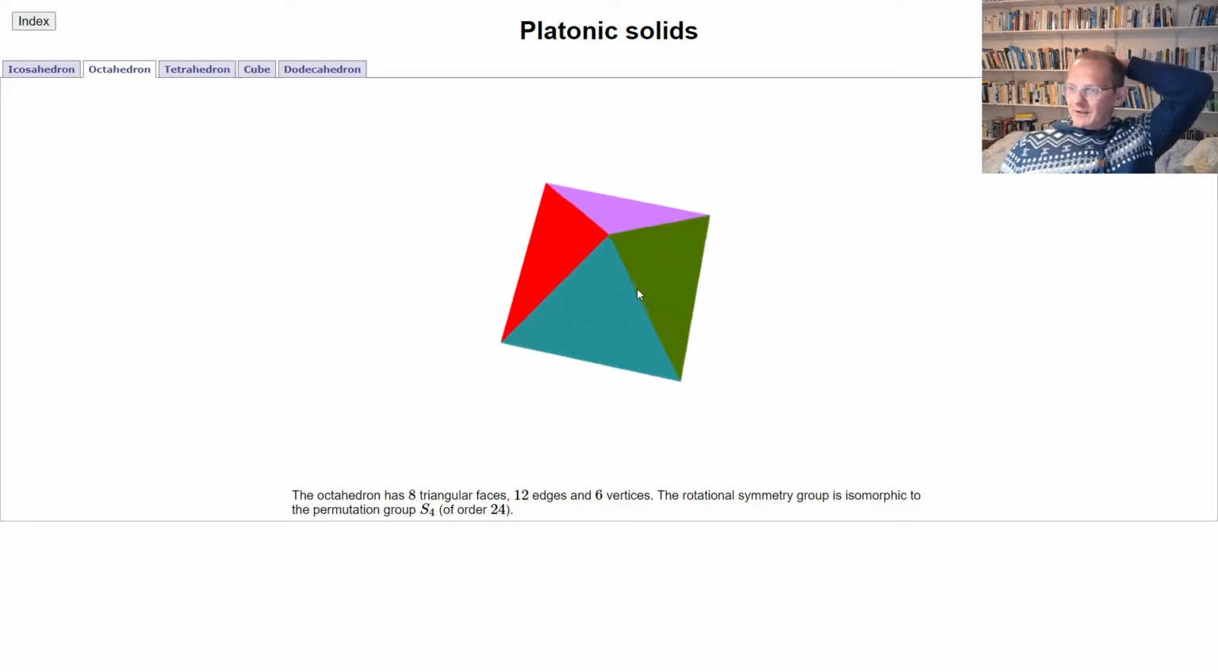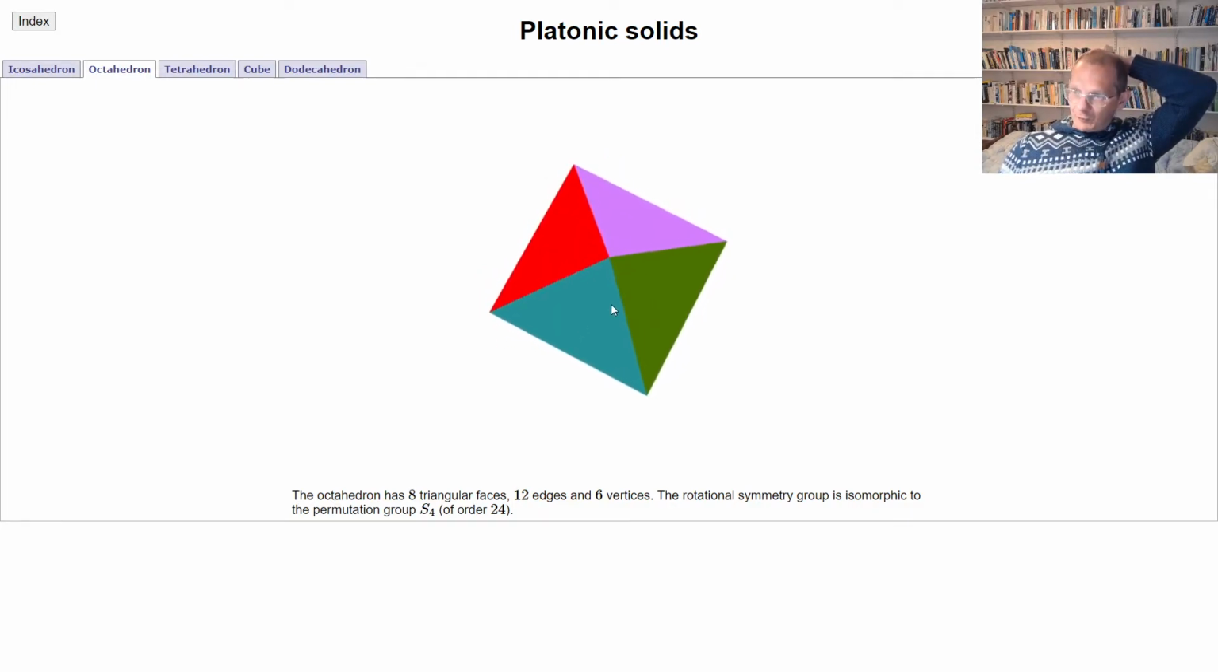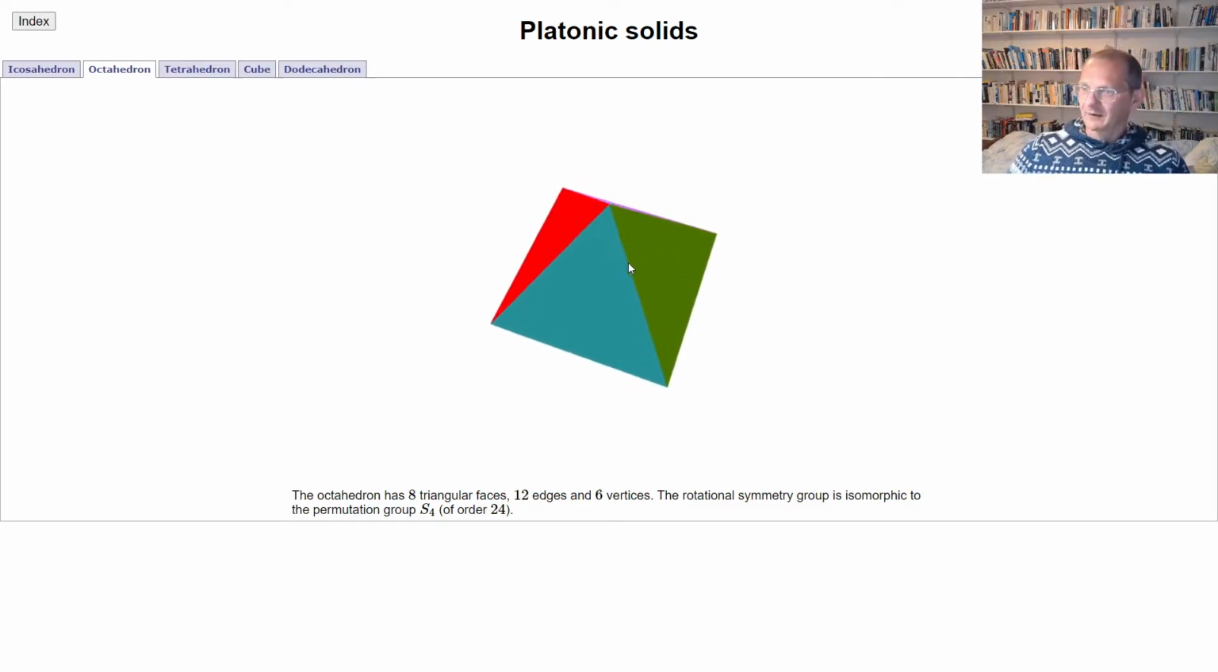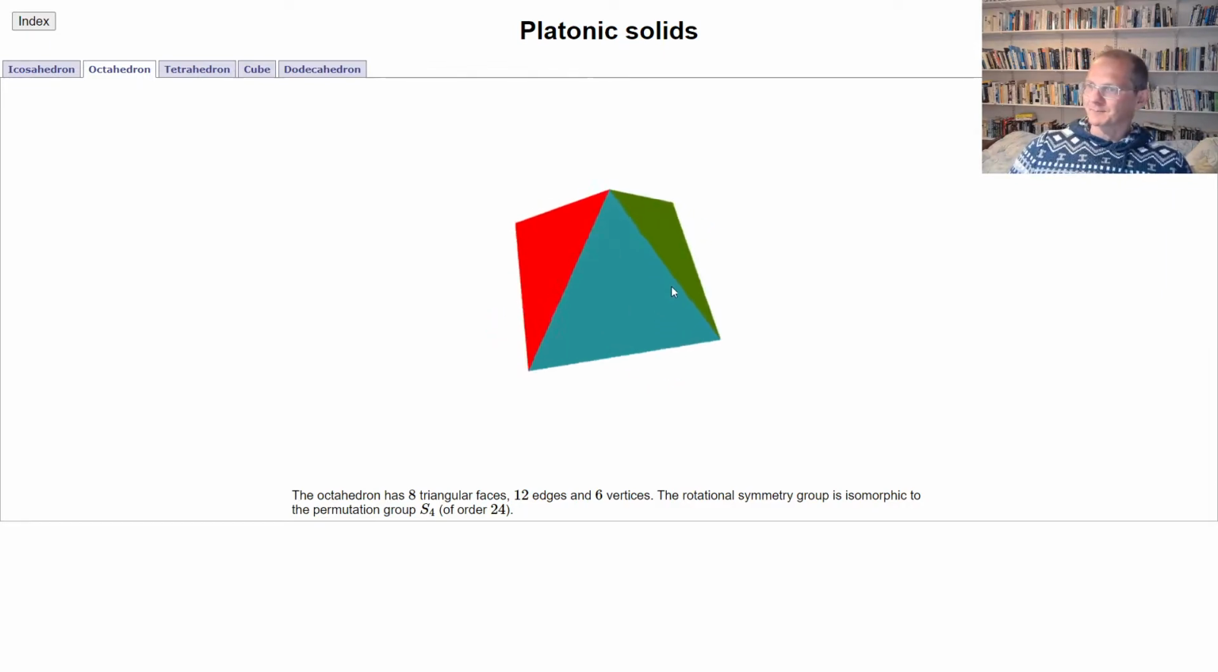And similarly, you've got 8 triangular faces giving us 24, apparently 24 vertices, but you see that each vertex here is a vertex of 4 different triangles, so we have to divide by 4 to get the real number of vertices. It's 24 over 4, which is 6.